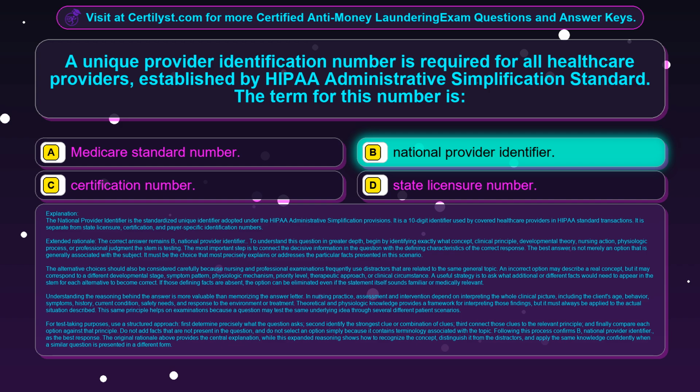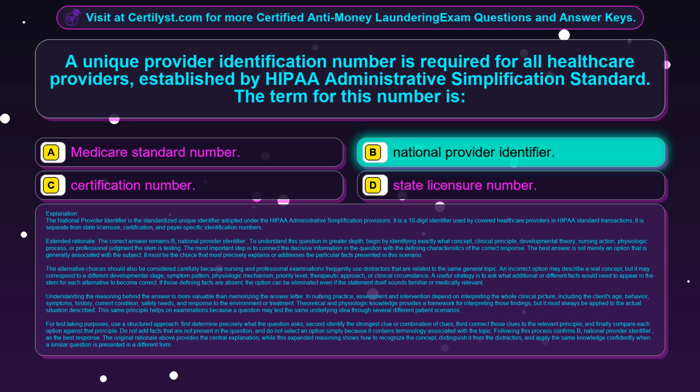To understand this question in greater depth, begin by identifying exactly what concept, clinical principle, developmental theory, nursing action, physiologic process, or professional judgment the STEM is testing. The most important step is to connect the decisive information in the question with the defining characteristics of the correct response. The best answer is not merely an option that is generally associated with the subject. It must be the choice that most precisely explains or addresses the particular facts presented in the scenario.